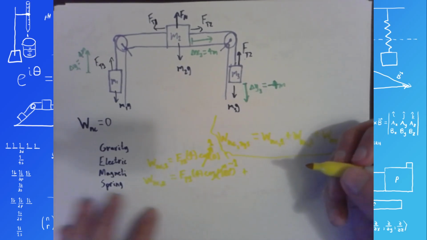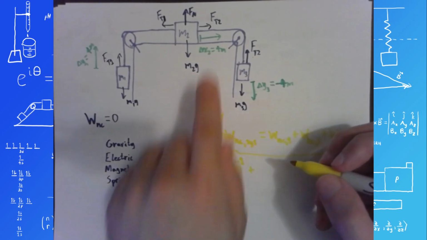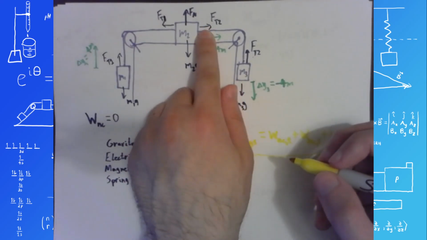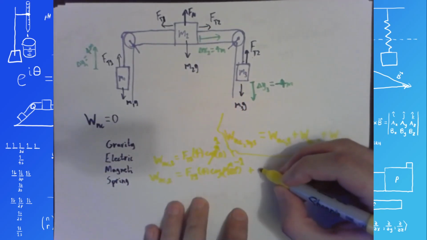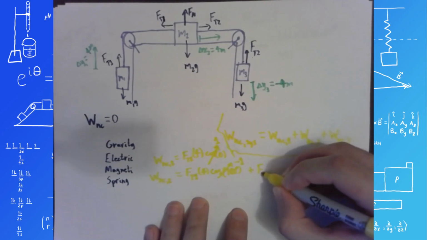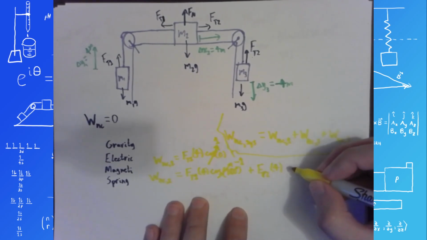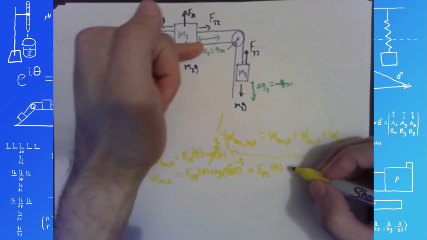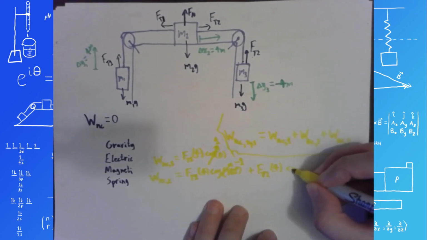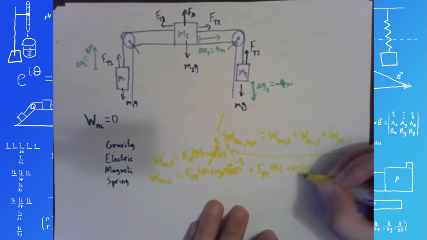Plus, we've got another non-conservative force doing work here, force of tension 2. Force of tension 2 times 4 times, this time force of tension 2 is to the right, displacement is to the right, that's cosine of 0, which is again 1.